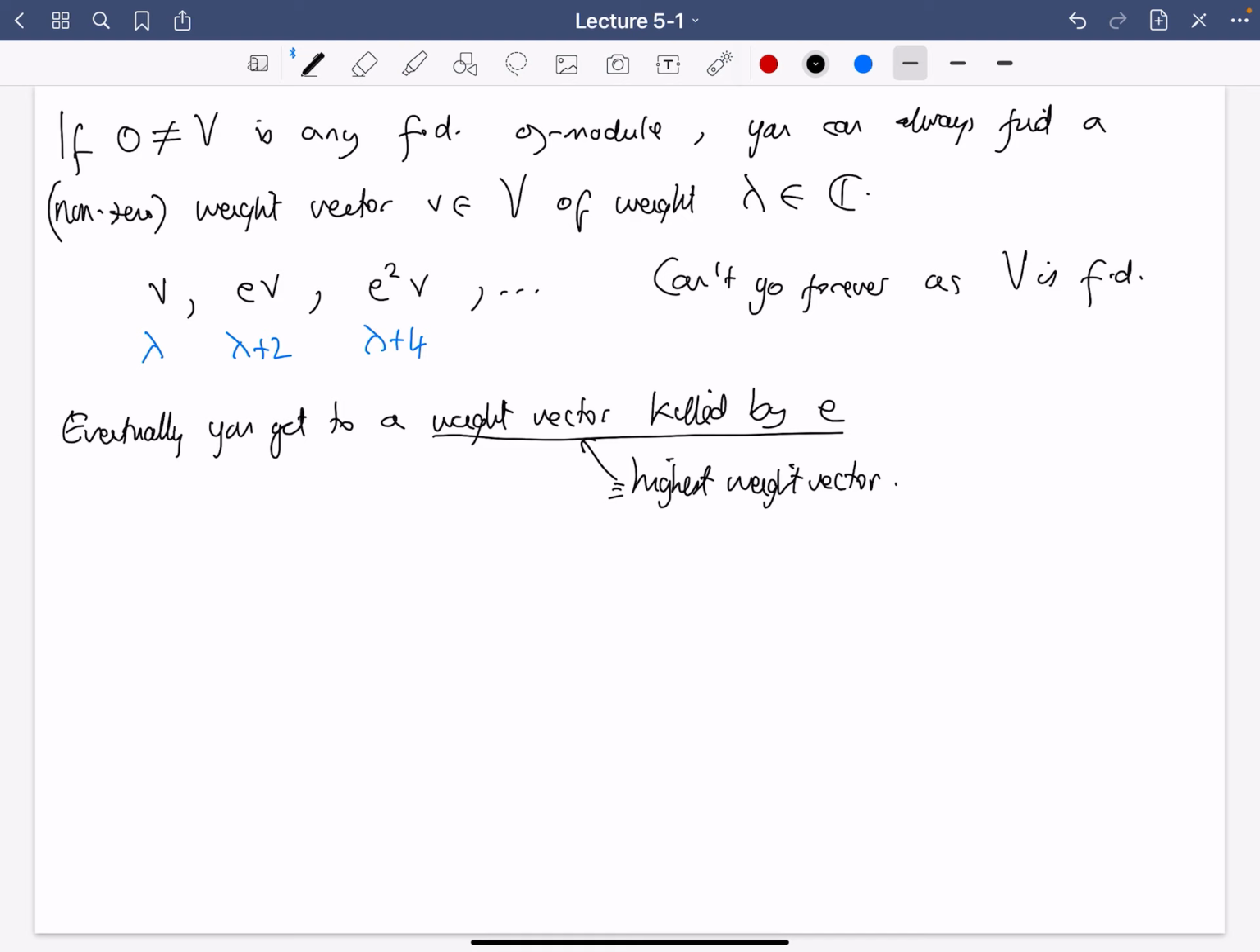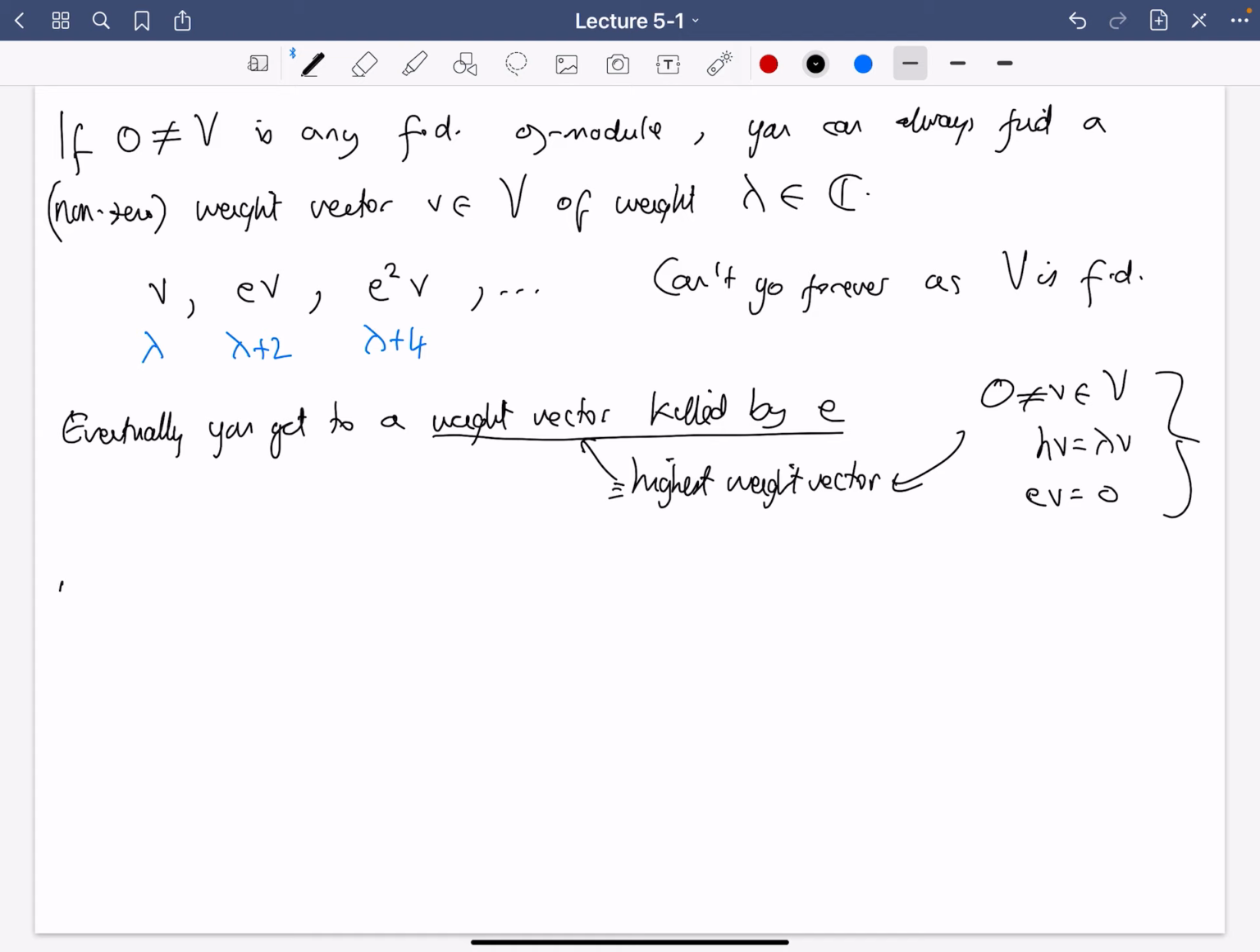So it's a vector V in V, so that HV is lambda V for some weight lambda, and EV is 0. Okay, so in any non-zero finite dimensional representation, such vectors exist.